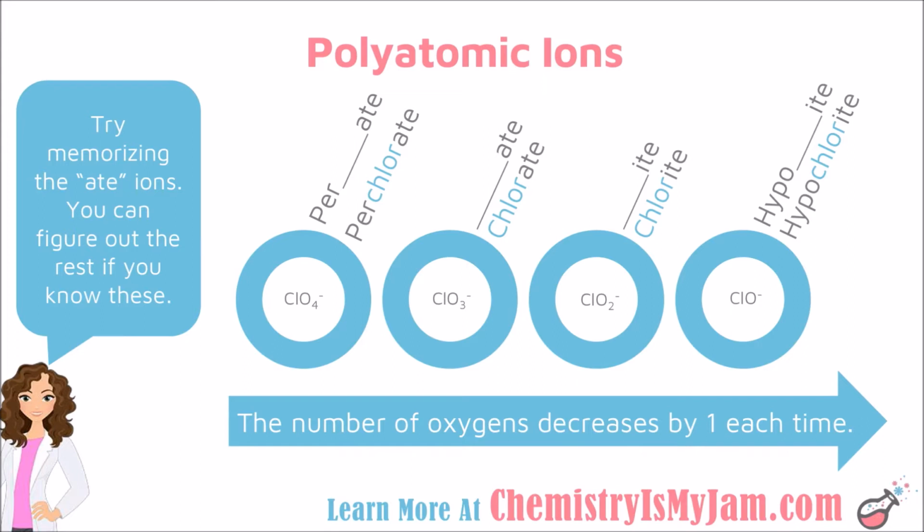then you can easily figure out that sulfite is SO3 with a charge of -2. The number of oxygens dropped by 1. The charge didn't change. The sulfur didn't change. The only thing that changed is the number of oxygens.